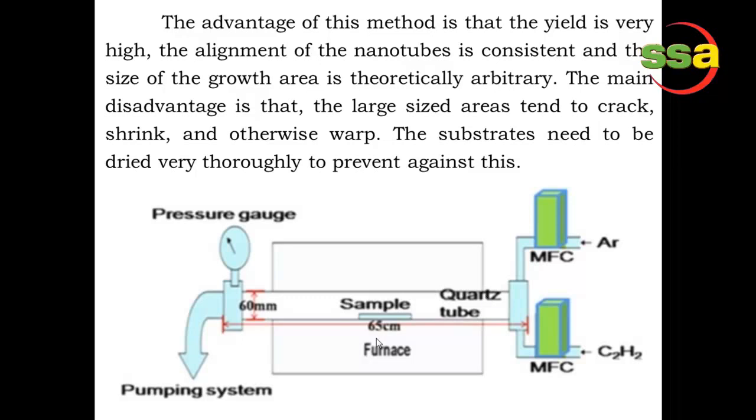The advantage of this method is that the yield is very high when compared to the arc method or laser method. The alignment of the nanotubes is consistent, so that we can have either chiral, zigzag or armchair types. The size of the growth area is theoretically arbitrary. The main disadvantage is that large areas tend to crack, shrink or otherwise warp. The substrates need to be dried very thoroughly to prevent this.